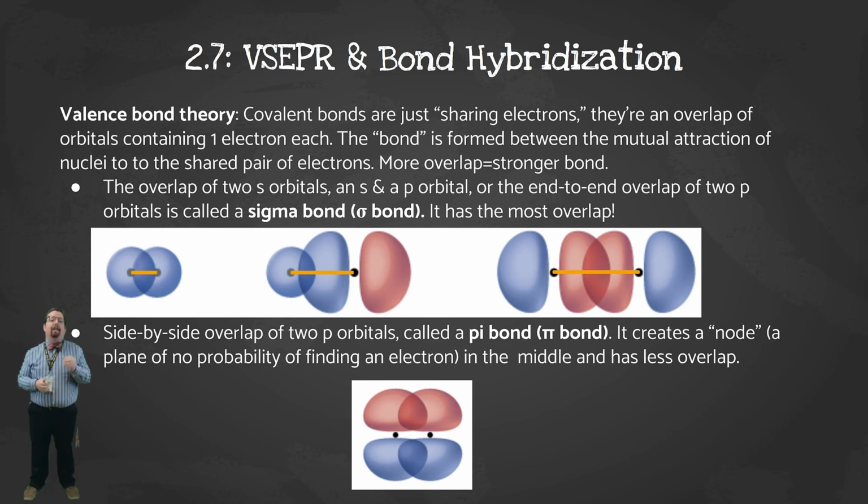Sigma bonds allow for a lot of overlap, so they're much stronger than pi bonds, which form when p orbitals overlap side by side. The pi bond creates a node, or a plane, where there's no probability of finding an electron. This node exists along the internuclear axis, so there are no pi bonding electrons between the two nuclei. This makes a pi bond weaker than a sigma bond.